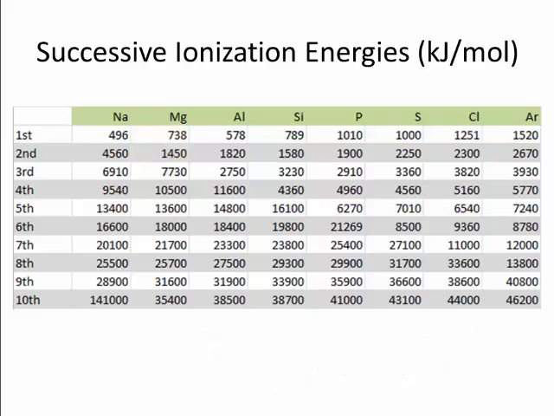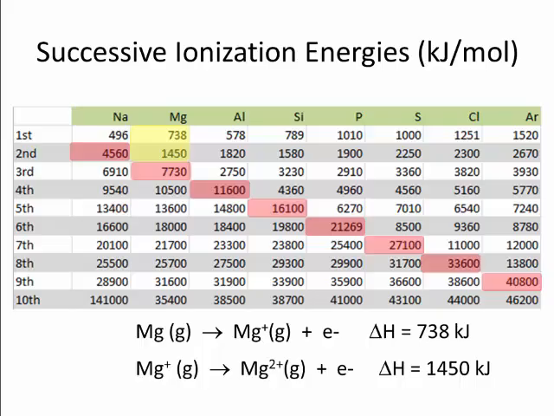Additionally, we can see that for every element, at some point, the next ionization energy value increases tremendously. This is more evidence that electrons exist in shells. While the second ionization energy for magnesium is roughly double the first ionization energy, the third ionization energy is more than 5 times greater than the second.